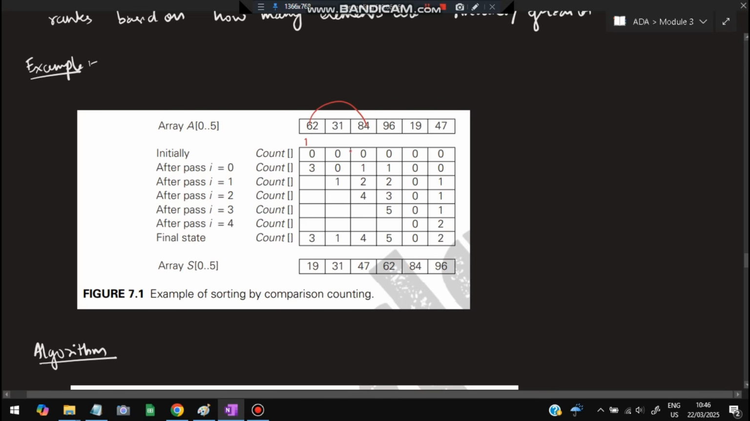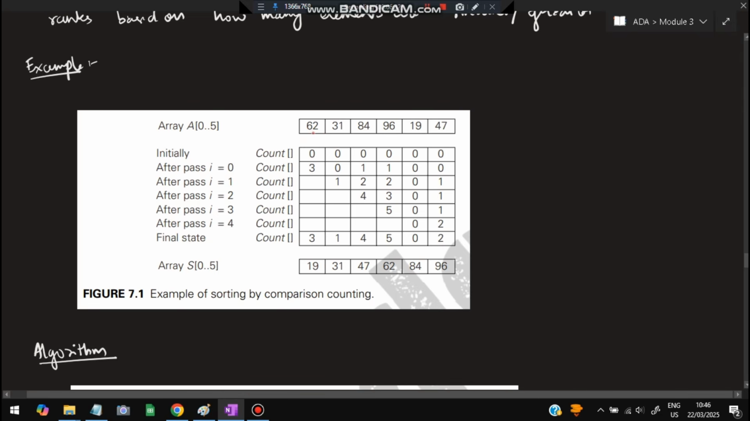62 and 96, 96 is greater, increment 96's count. 62 and 19, 62 is greater, increment 62's count, so it is 2 now. 62 and 47, 62 is greater, so it will be 3. After this complete iteration, whatever value we get for the element we are comparing, that will be the final answer for that. So when you compare 62 with all the elements, we got 3 elements smaller than 62, so the value assigned to 62 is 3.